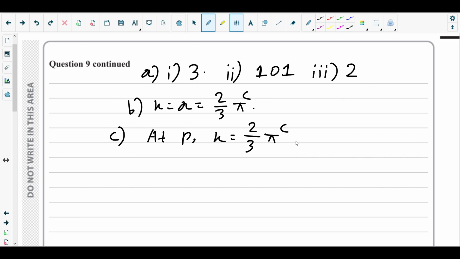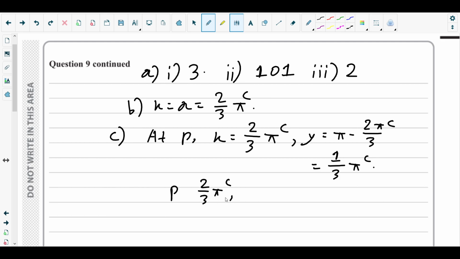Since line L is intersecting the graph of tan theta at point P, what would be the y value? Since it is the common point, we can put this x value into the equation of line L, that is pi minus x. So pi minus 2 pi over 3 would give you 1 over 3 pi radian. So point P has coordinates 2 over 3 pi radian and 1 over 3 pi radian.